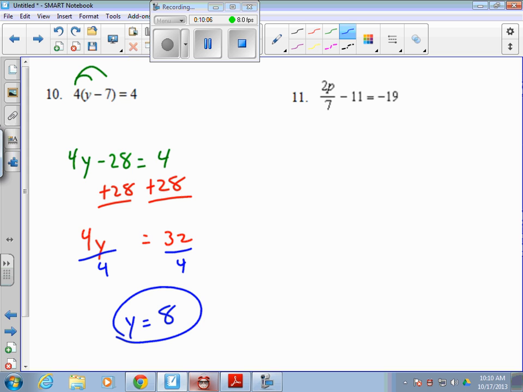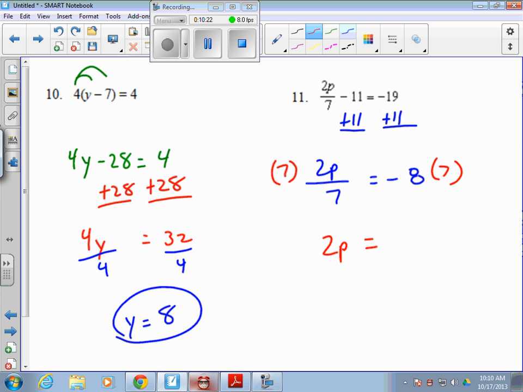Get rid of minus 11 by adding it on both sides. Leaves you with 2p over 7 equals negative 8. Get rid of divide by 7 by multiplying it to both sides. Leaves you with 2p equals negative 56. And get rid of 2 times something by dividing by 2 on both sides. Leaves you with p equals negative 28.